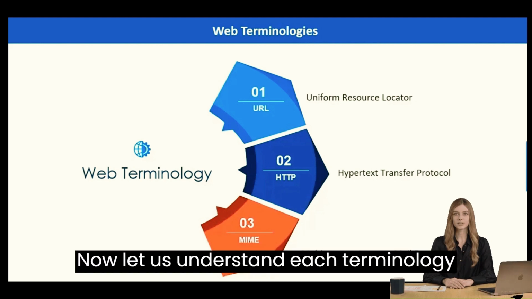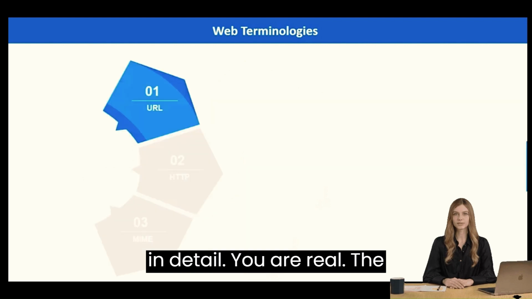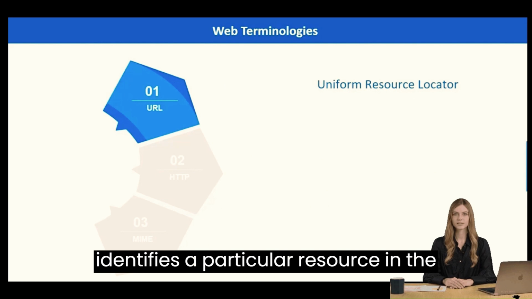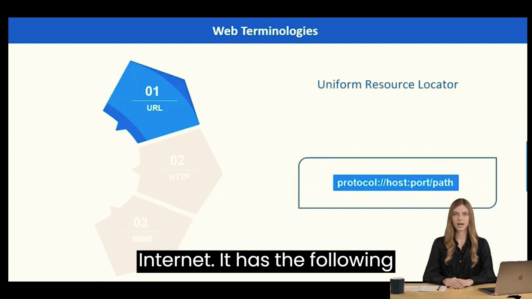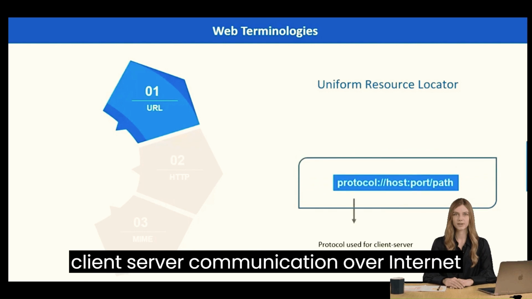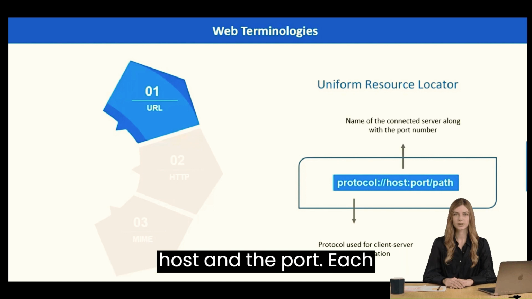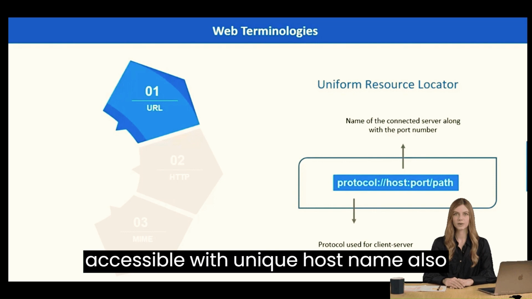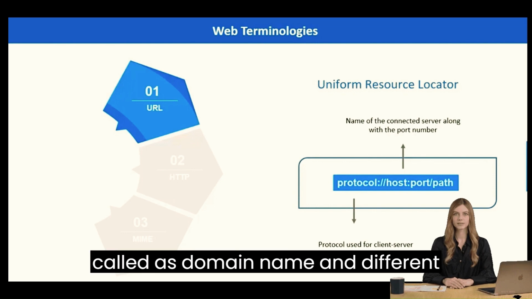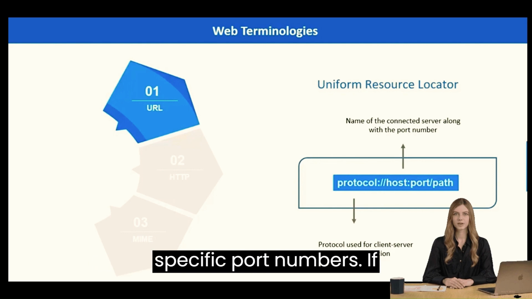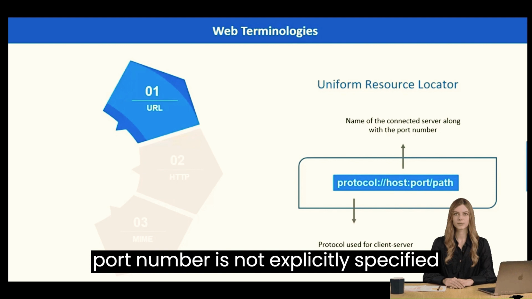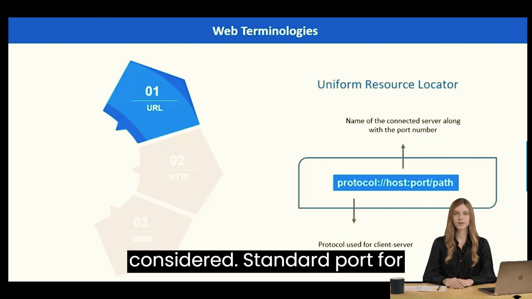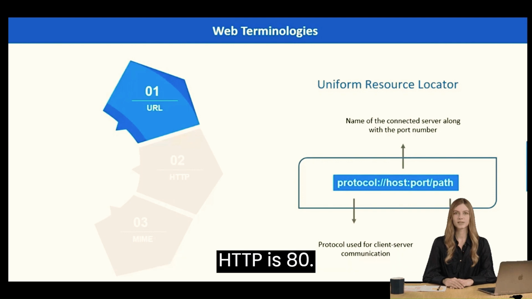Now let us understand each terminology in detail. URL, the Uniform Resource Locator, uniquely identifies a particular resource in the internet. It has the following components: protocol, which is used for client-server communication over internet, host, and the port. Each device connected over internet will be accessible with a unique host name, also called domain name, and different services will be provided through specific port numbers. If port number is not explicitly specified in the URL, then default port will be considered. Standard port for HTTP is 80.